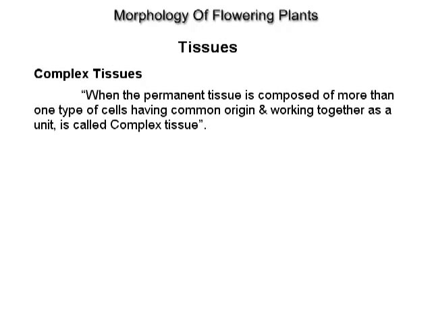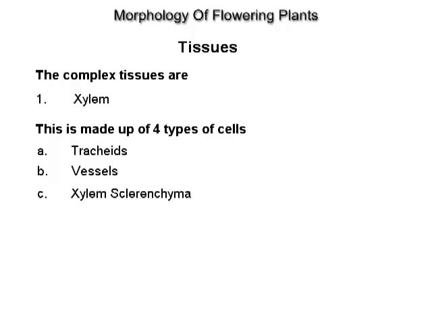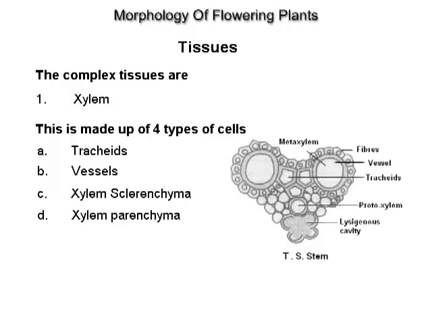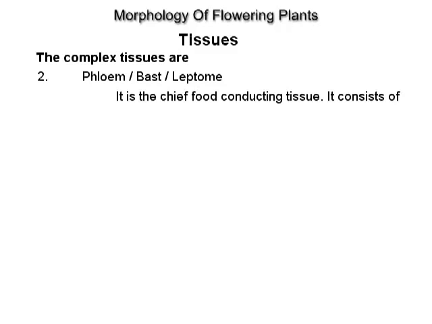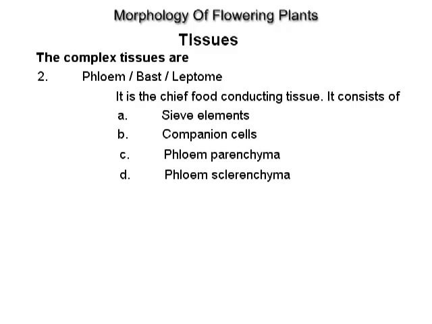Complex tissues. When the permanent tissue is composed of more than one type of cells having common origin and working together as a unit, it is called a complex tissue. The complex tissues are xylem and phloem. Xylem. It is made up of four types of cells: tracheids, vessels, xylem sclerenchyma, and xylem parenchyma. Phloem or bast or leptome. It is the chief food conducting tissue. It consists of sieve elements, companion cells, phloem parenchyma, and phloem sclerenchyma.